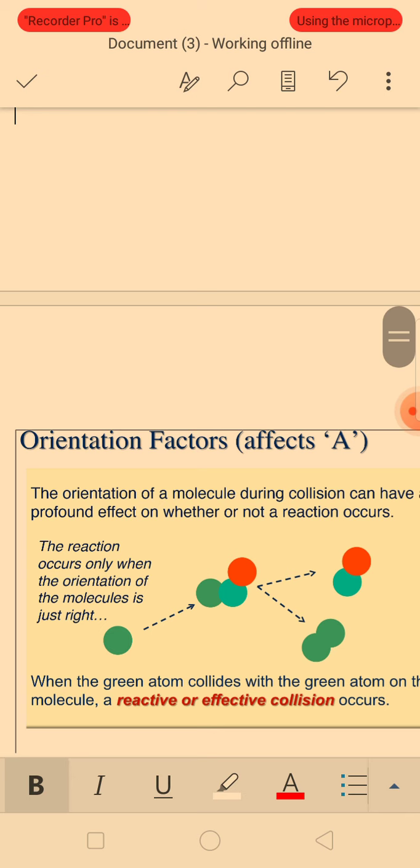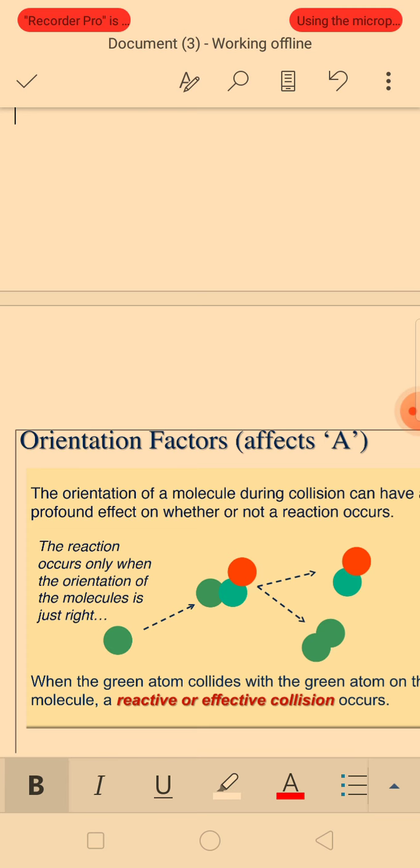In an endothermic reaction, when we increase the energy, the molecules gain energy and become equal to the activation energy, and they are changed to the product. The main and important factor in this Arrhenius equation is the orientation factor.